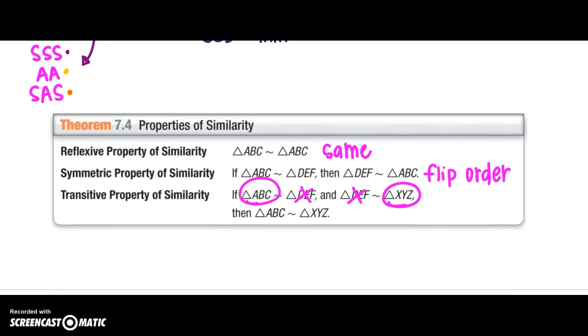All right, and the last thing on this video, just the properties that you've seen before, but now we're using them with similarity. Reflexive just means one triangle is the same as the other triangle, which is true. Symmetric, I'm just flipping the order. Triangle ABC is similar to DEF, which is the same thing as DEF is similar to ABC. And then remember that transitive property. I have that connection piece. If 2 triangles are similar to the same one, then they would be similar as well.